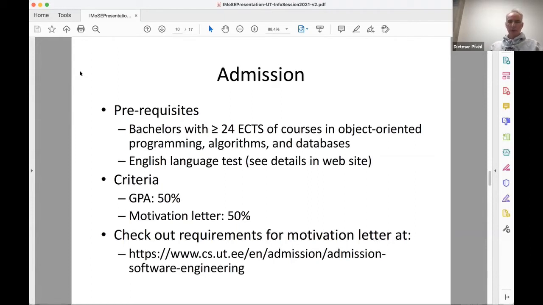Of course, you should have taken basic courses in algorithms, databases. If you want to go for the embedded system specialization, you obviously should have taken a course in operating systems and stuff like that. I believe that most of the international students from most of the countries also have to provide this English language test. But for all these details, I really ask you to consult the admissions office webpage because they list all the details.